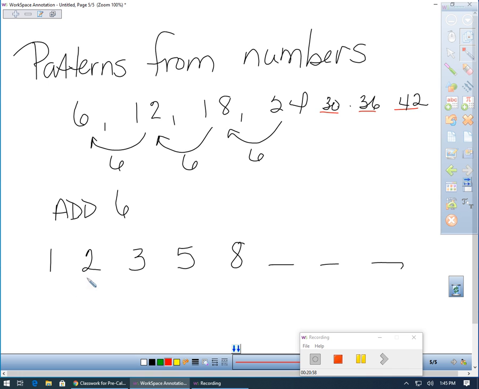Well, if I subtract 2 minus 1, I only get 1. 3 minus 2, I get 1. 5 minus 3, I get 2. Well, that doesn't make sense. And then 8 minus 5, I get 3. Something's not right. Got it. What is it? 13, 21, and 34. Good. 13, 21, and 34.